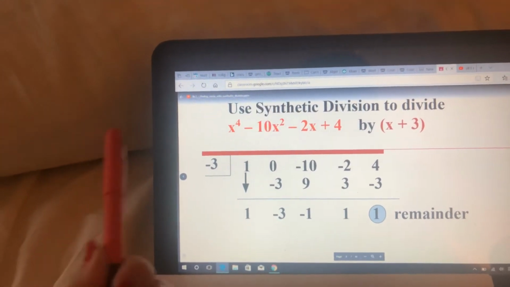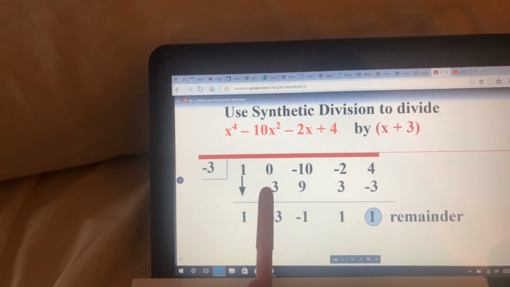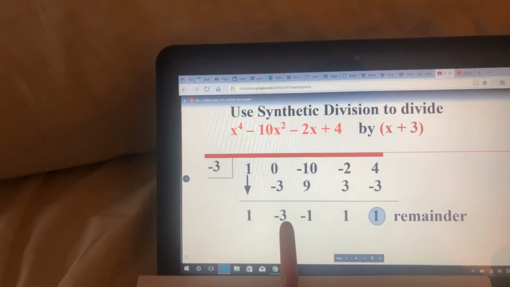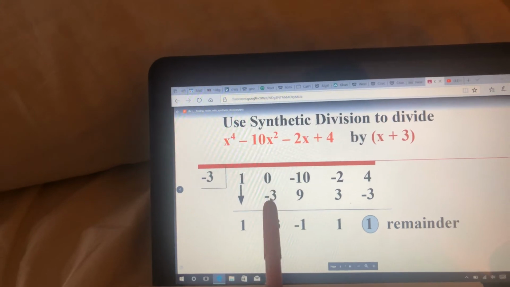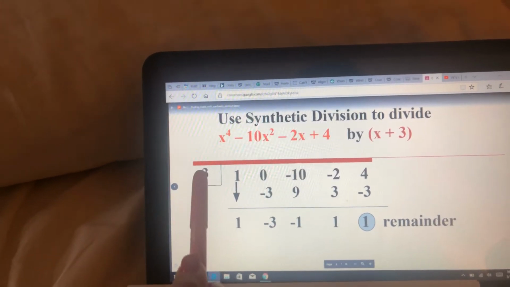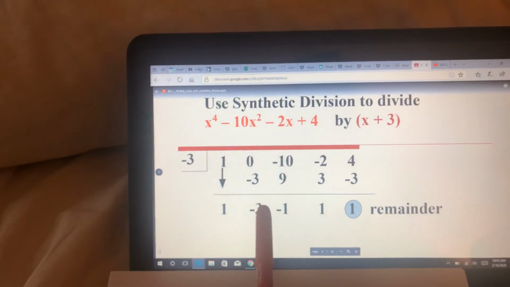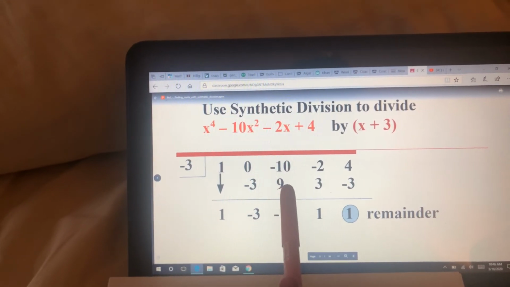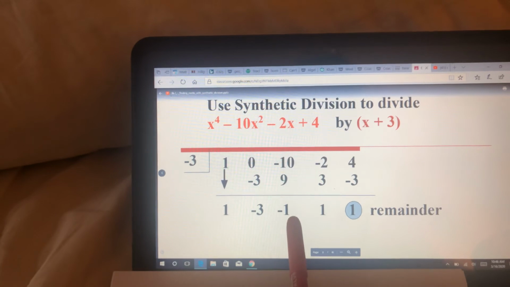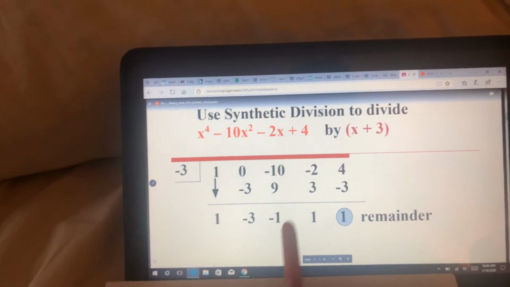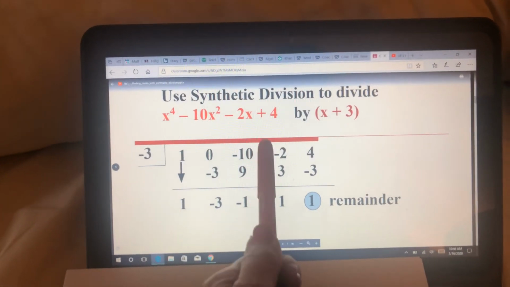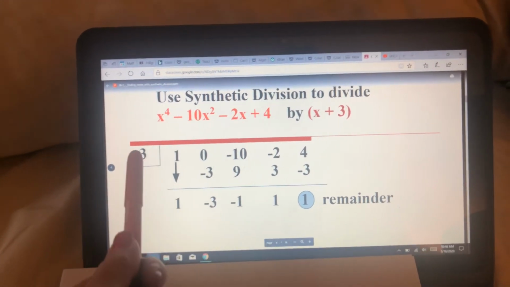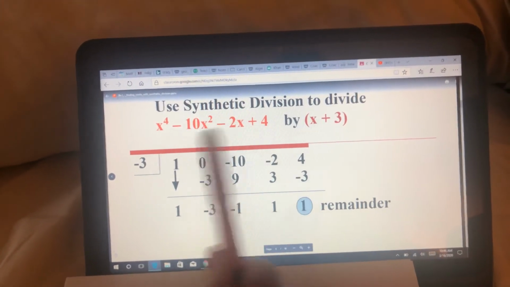And then we're going to multiply. Negative 3 times 1 is negative 3. 0 minus 3 is negative 3. Then negative 3 times negative 3 is positive 9. Negative 10 plus 9 is negative 1. Negative 3 times negative 1 is positive 3. Negative 2 plus 3 is 1. And then finally, negative 3 times 1 is negative 3.